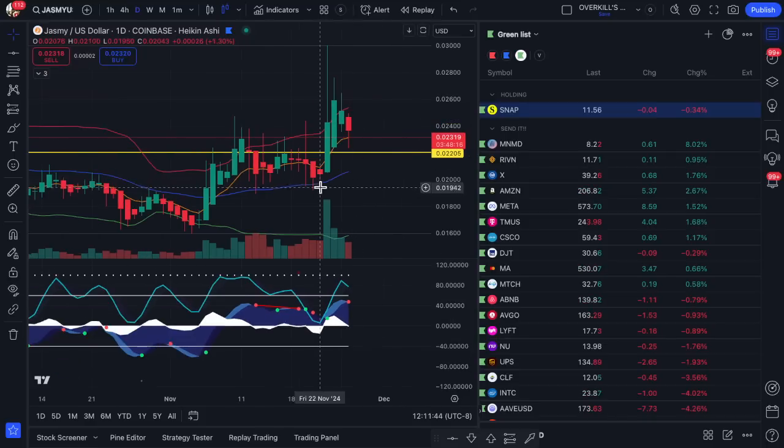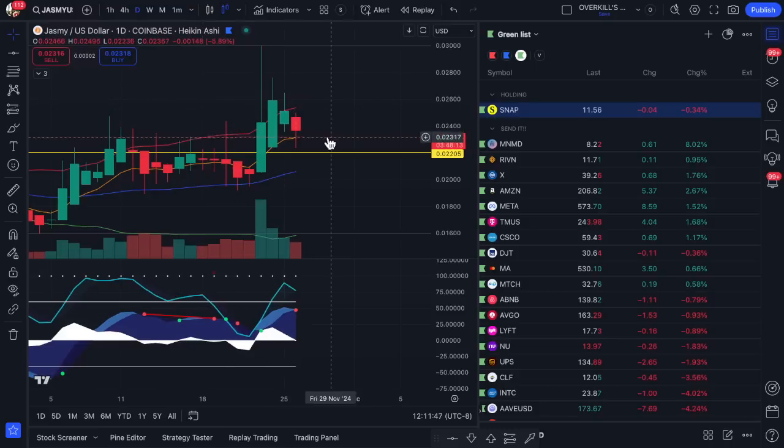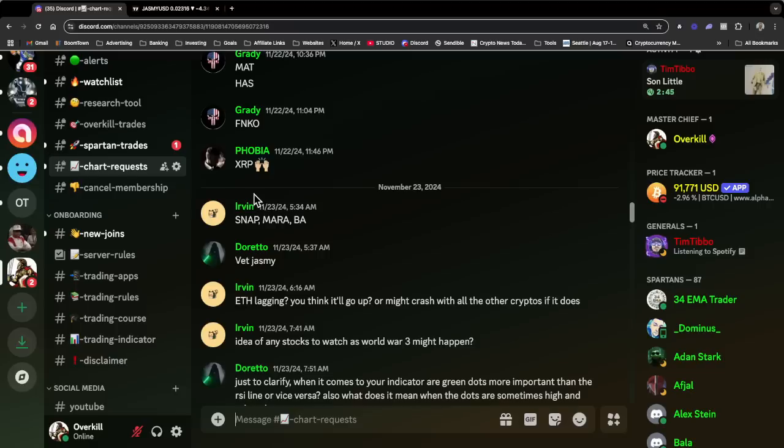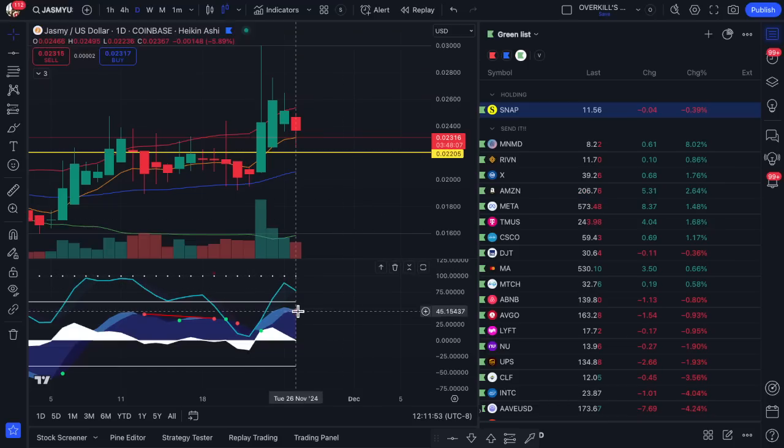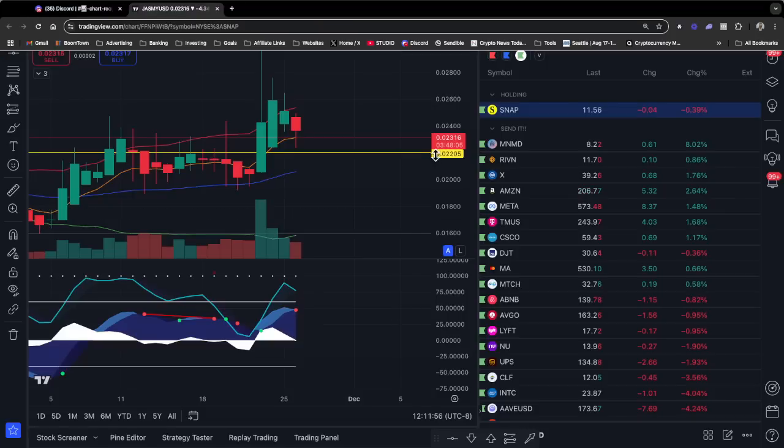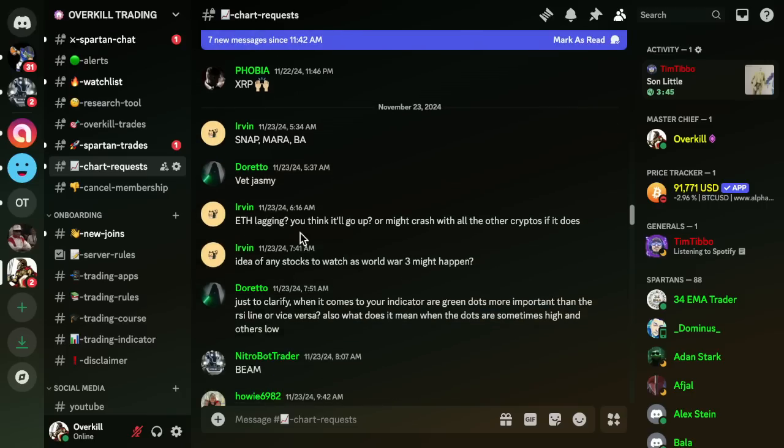If it breaks, obviously we could see some continuation to the downside. But watch for a green candle tomorrow. If that happens across the board, that would be insane. But we just got to use caution here with the red dots. Make sure 0.022 holds there on Jasmine. ETH is lagging. You think it'll go up or crash with the other cryptos?